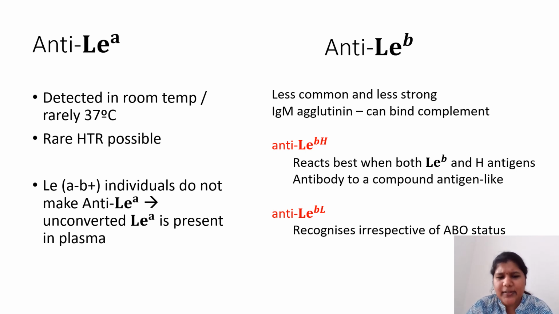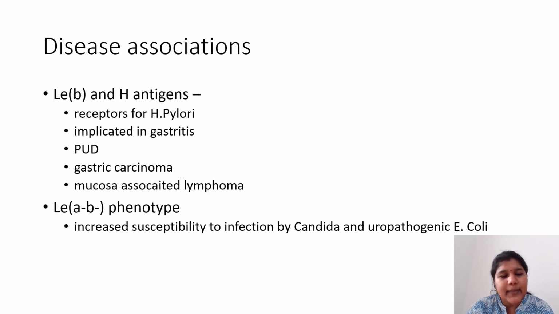There are two varieties of examples. One is the anti-Lewis BH, that is, it will react to both Lewis B and H antigens, kind of compound antigen like. And there is another entity called anti-Lewis BL, that is, irrespective of the ABO status, this antibody will act. Coming to disease association, the Lewis B and H antigens are associated as receptors of H. pylori infection and therefore implicated in gastritis, peptic ulcer disease, gastric carcinoma, and mucosa-associated lymphoma.